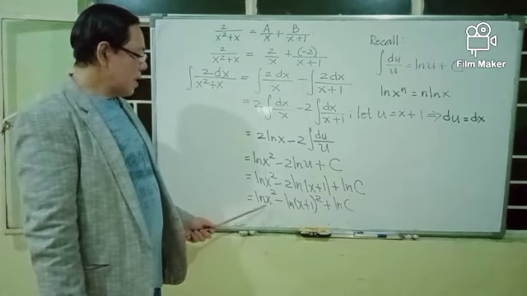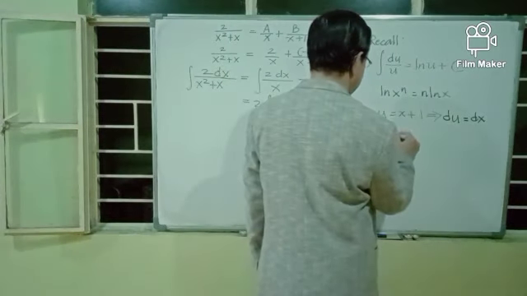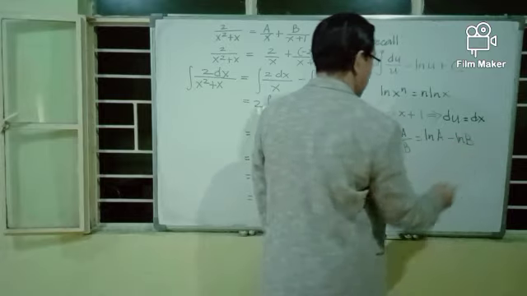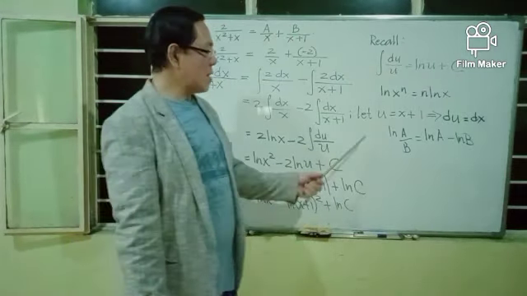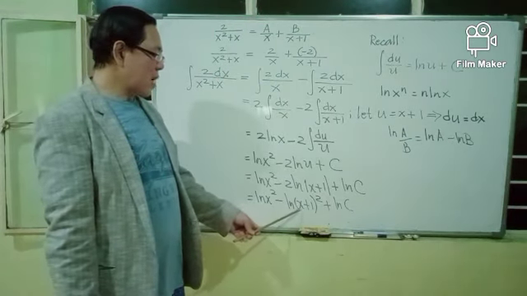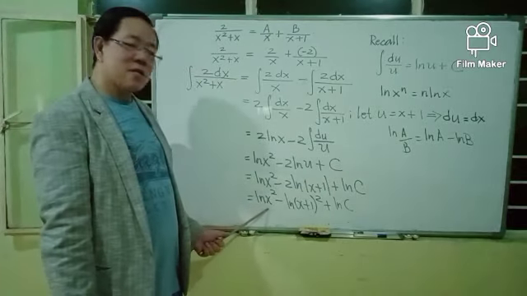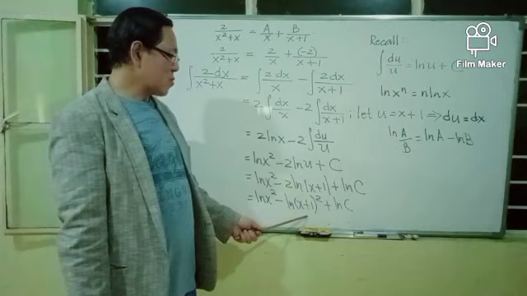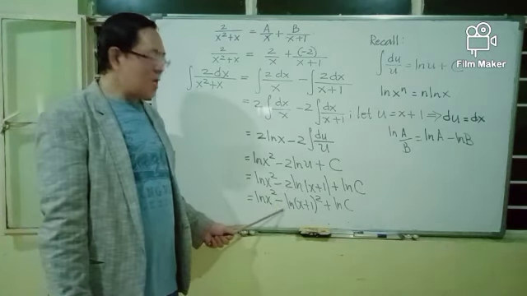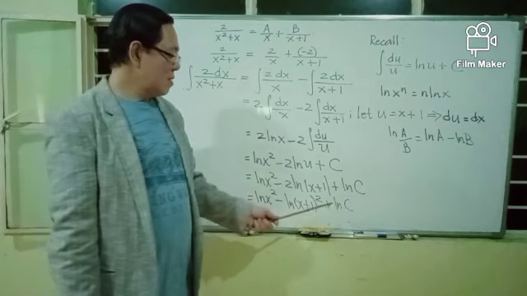Now we combine ln of x squared minus ln of x plus 1 squared using a property of natural logarithm. One of the properties of natural logarithm says that ln of a over b is equal to ln of a minus ln of b. Hence, ln of x squared minus ln of x plus 1 squared, by using this property, where a is x squared and b is x plus 1 squared, we can write as ln of x squared over x plus 1 squared, plus ln of c.